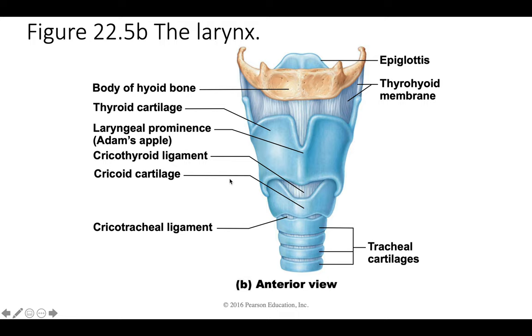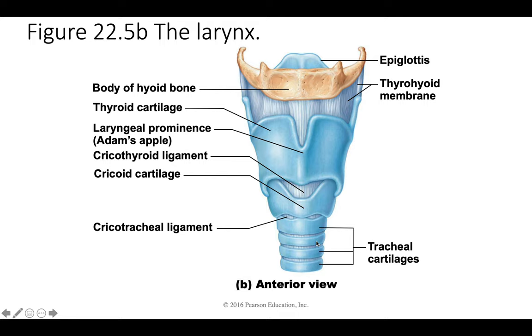And over here in this drawing, this is an anterior view of the larynx. So once again over here, this is your Adam's apple, the laryngeal prominence. As you go inferior to that, you can see the cricothyroid ligaments over here. And this is the cricoid cartilage. And then you have the cricotracheal ligaments over here. As we go below, you can see the rings of the tracheal cartilages.